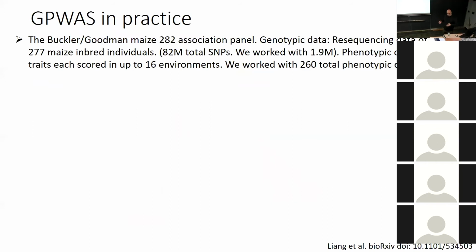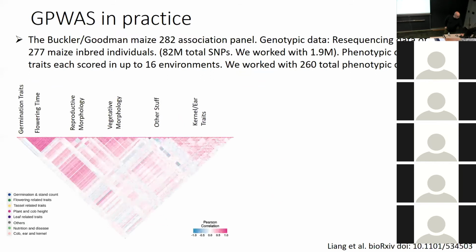And the data set we used was from here at Cornell with the maize 282 association panel. And so you can see that there were large numbers of traits measured, and many of those traits were scored in up to 16 different environments. So we had a total of 260 trait data sets to work with.